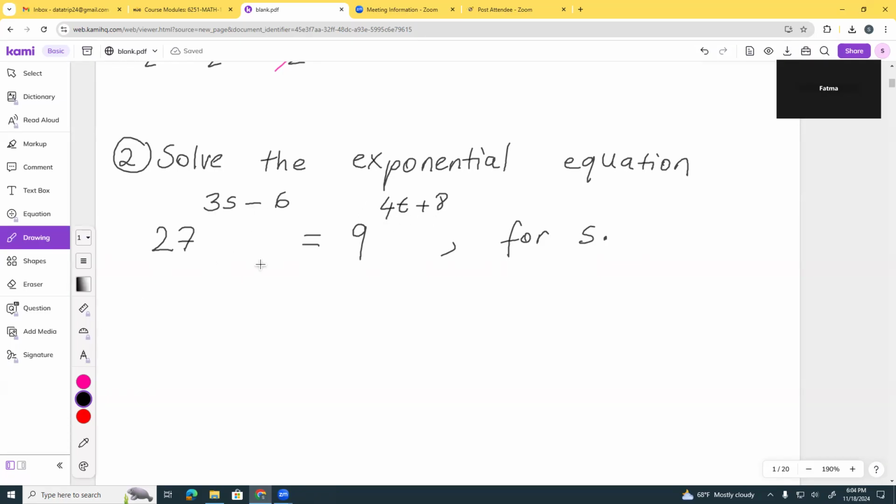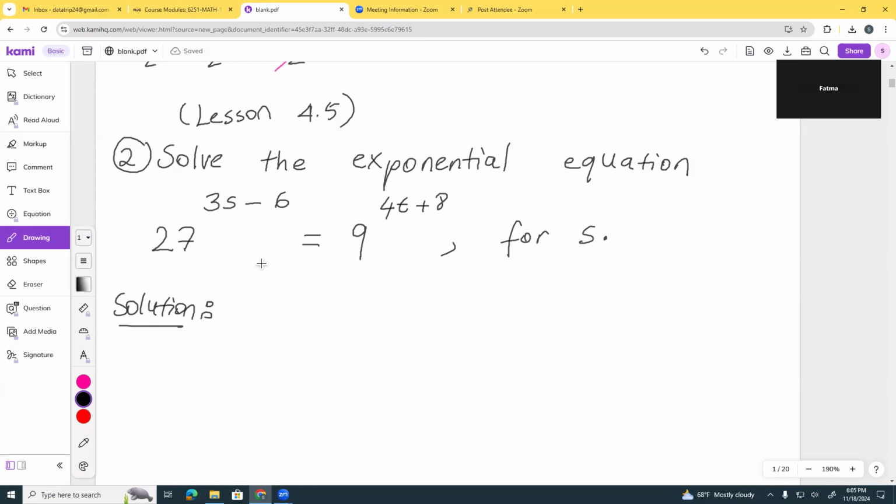3s minus 6. Okay. Anybody remember what lesson this is? Lesson 4.5. Exponential equations and log equations. So you can go to your Alex assignment to find similar questions. Okay, so let's get started solving this problem. What do you think I'm going to do with 27 and 9? Good job. 27 and 9, they are both powers of what number? 3.